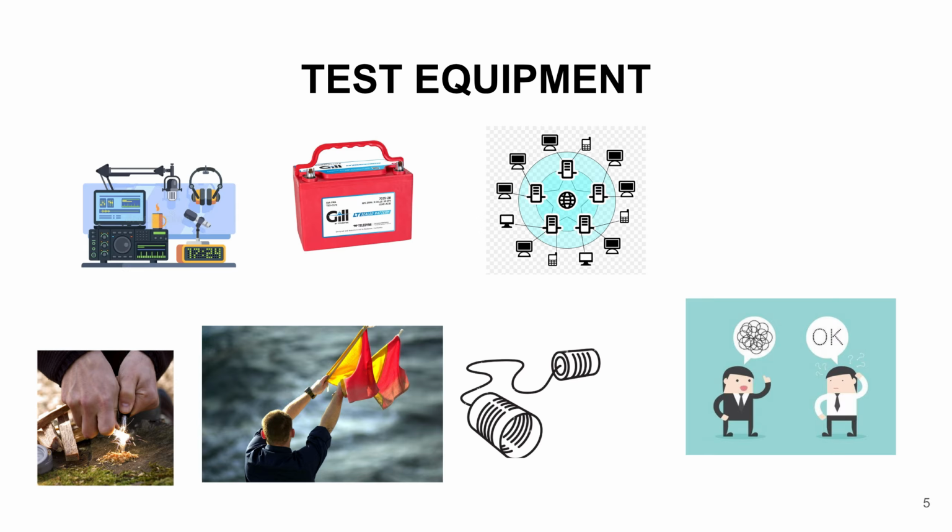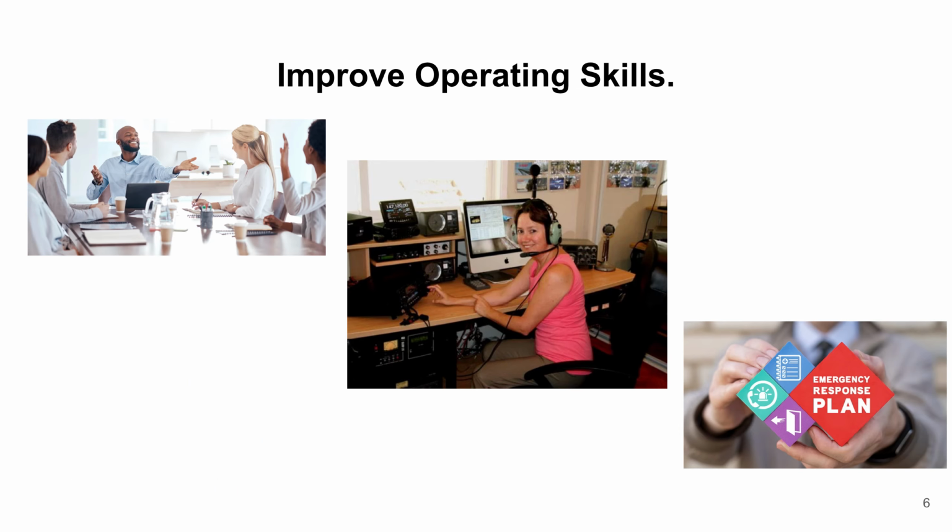This is KE7THQ with tonight's training. Next is improving our operation skills. Communicating effectively is a skill that needs to be used often so we don't lose it. Operating equipment is a skill that we need to use often to maintain our skill level with it. And knowing our emergency plan and how to implement it is also a skill we need to maintain.